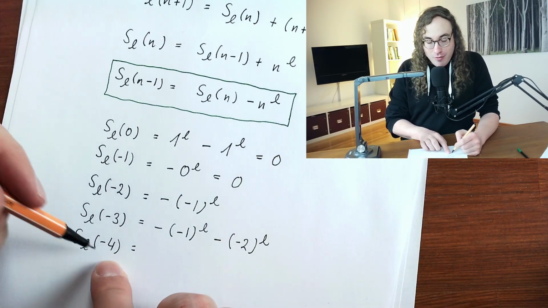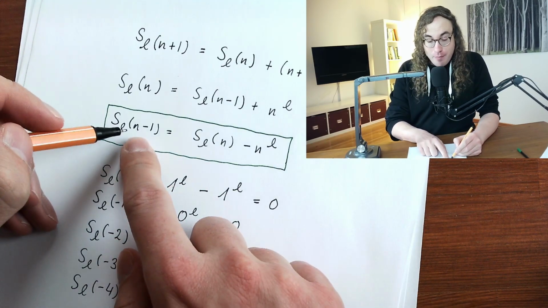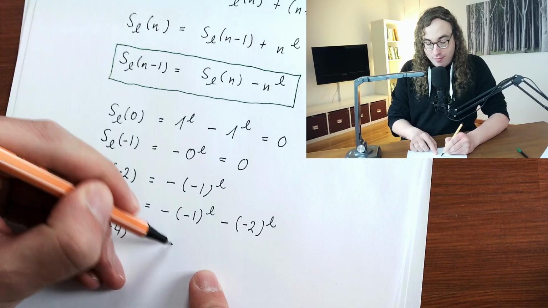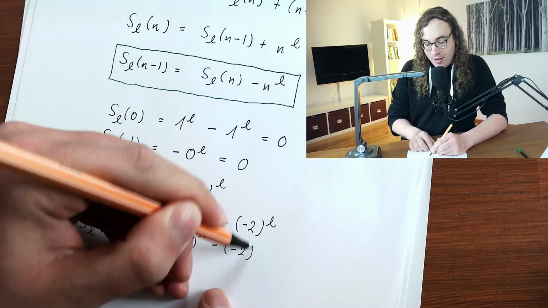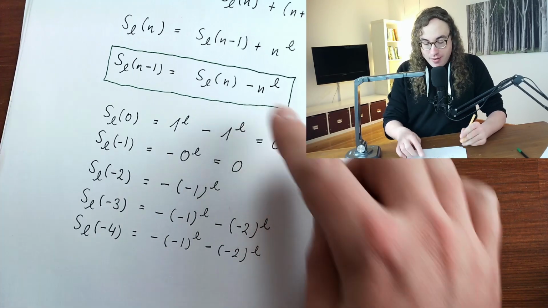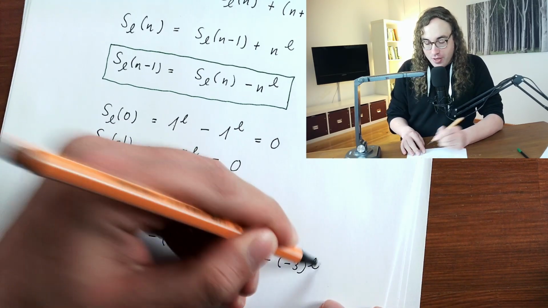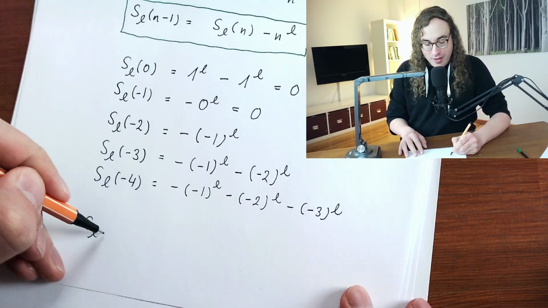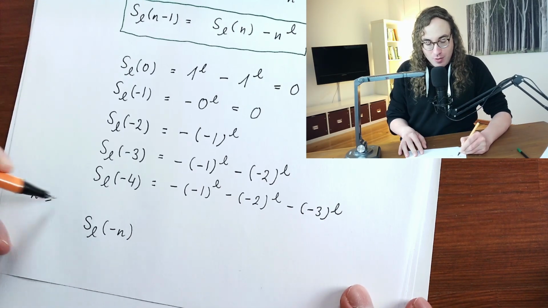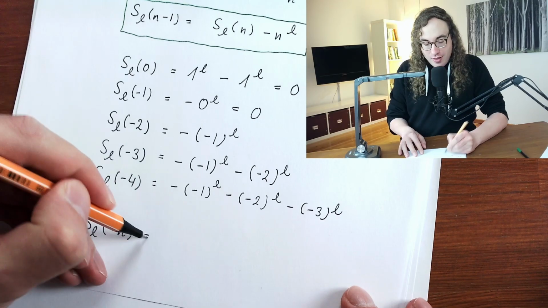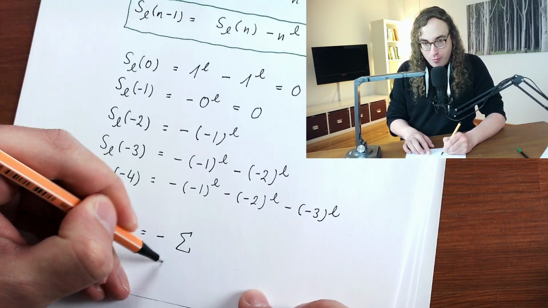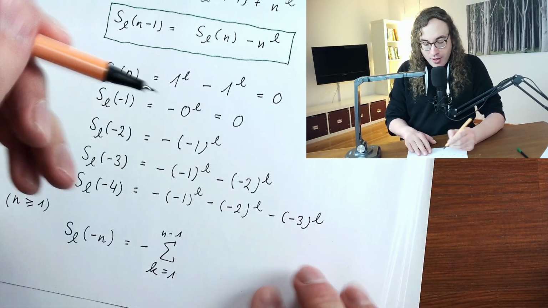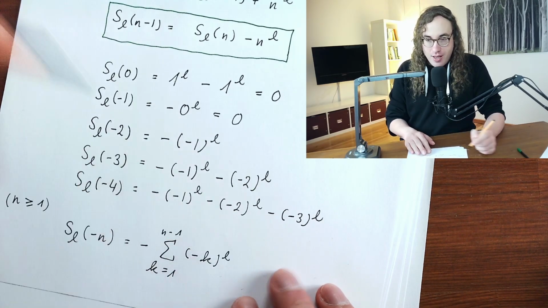If I want to know what minus 4 is, I have to plug in minus 3. So I get SL of minus 3, which I've just computed, so I can just copy this. And then I get minus 3 to the L. And you know, I think now we see a pattern, right? And we guess the following formula. SL of minus n, where n will be at least 1 as before, is the same as the sum from k equals 1 to n minus 1 of minus k to the L.